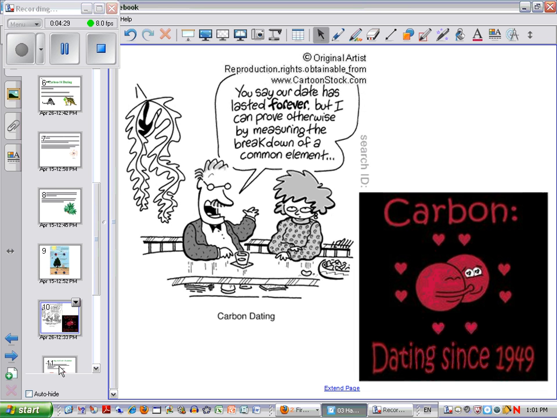So you say our dates last forever, but I can prove otherwise by measuring the breakdown of a common element, carbon dating. Get it? Carbon dating since 19... They're pretty funny. I agree.